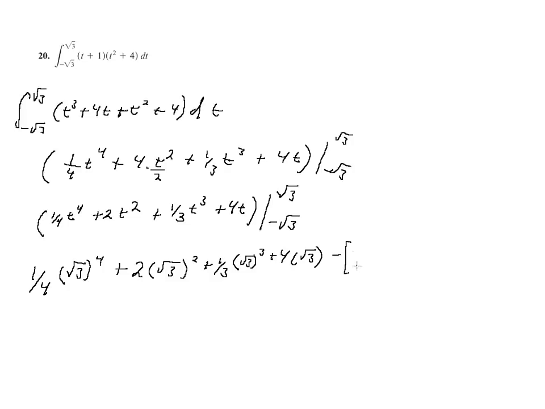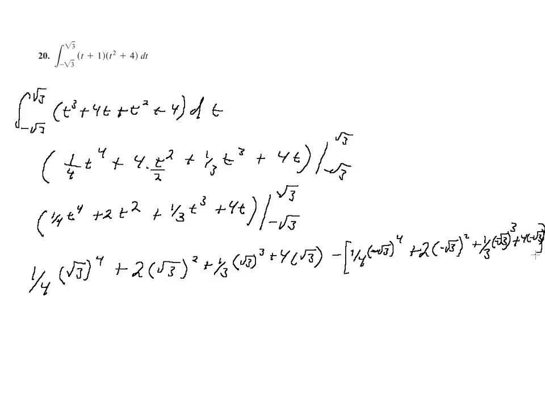1/4 times negative root 3 to the 4th plus 2 times negative root 3 squared plus 1 over 3 times negative root 3 to the 3rd, and then finally plus 4 times negative root 3, and that's a bracket.